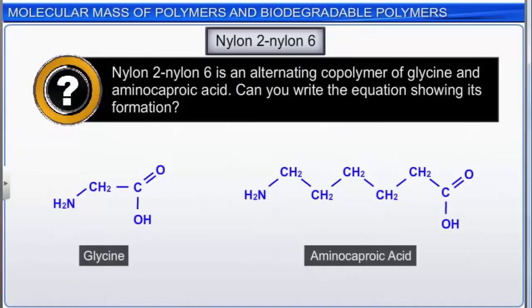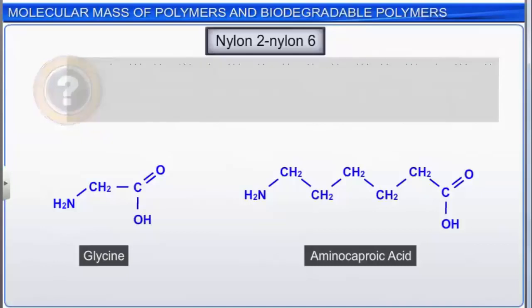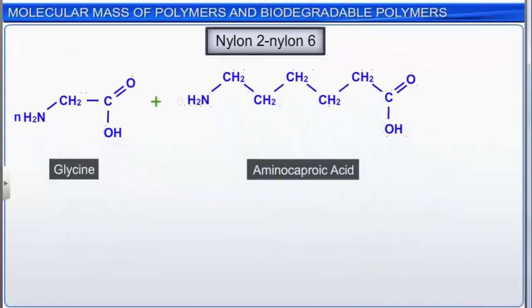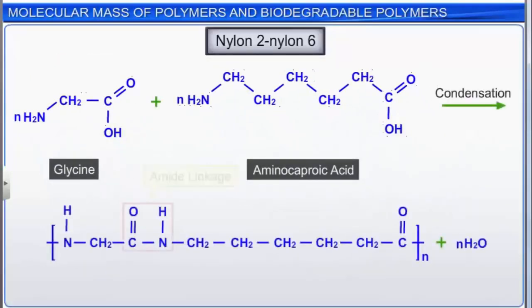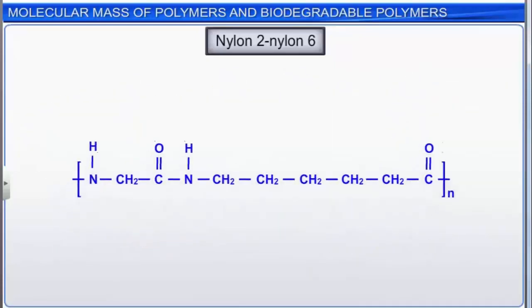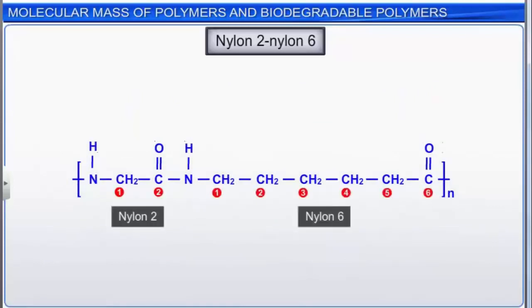Nylon 2-nylon 6 is an alternating copolymer of glycine and aminocaproic acid. Can you write the equation showing its formation? Glycine and aminocaproic acid form an amide linkage by condensation as shown here. Notice how the polymer has a 2-carbon group and then a 6-carbon group in the repeating unit.